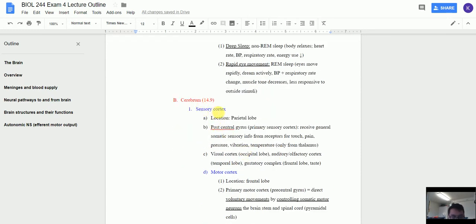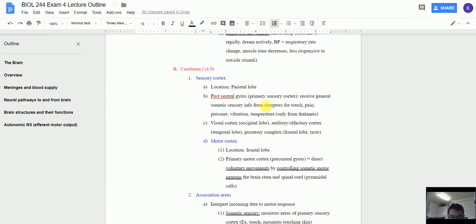The cerebrum has the sensory cortex, located in the parietal lobe, the postcentral gyrus, the primary sensory cortex. Sensory cortex comes first. It receives general somatic info from receptors such as touch and pain. So we go from the thalamus to the postcentral gyrus, or the primary sensory cortex. Yeah, lots of different names for these things.